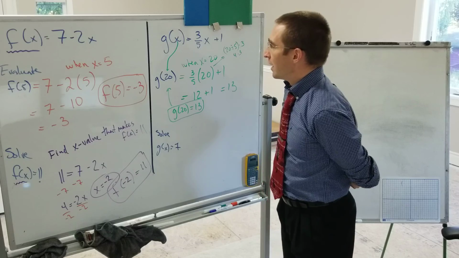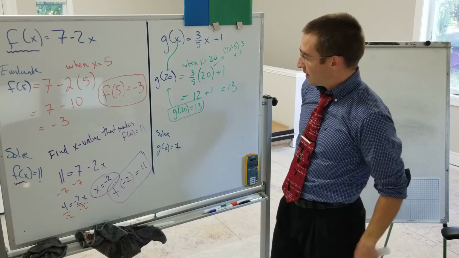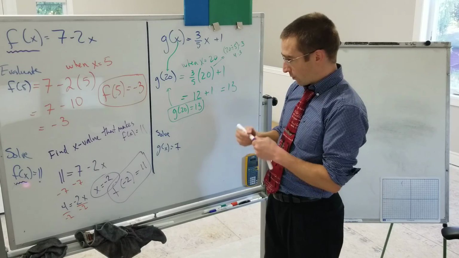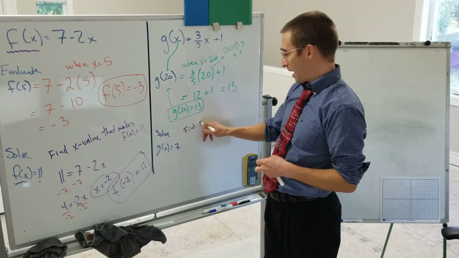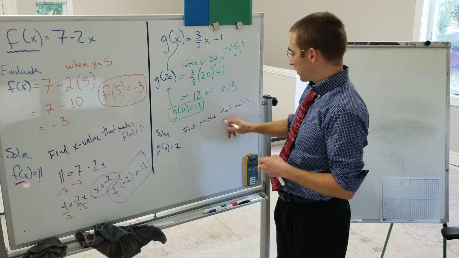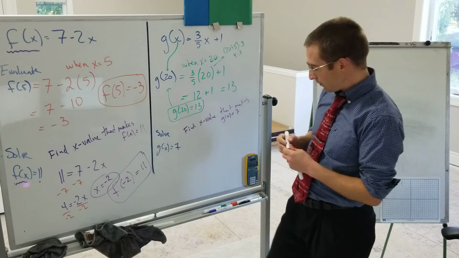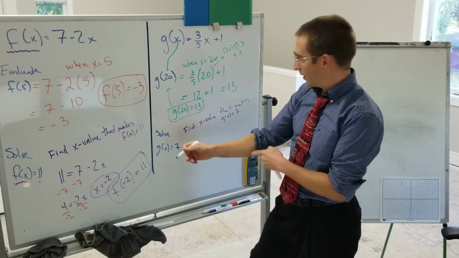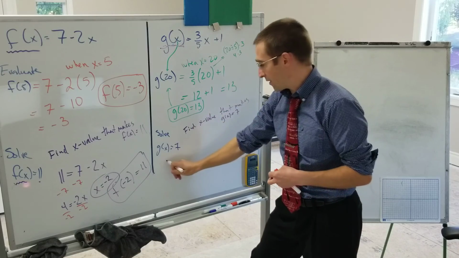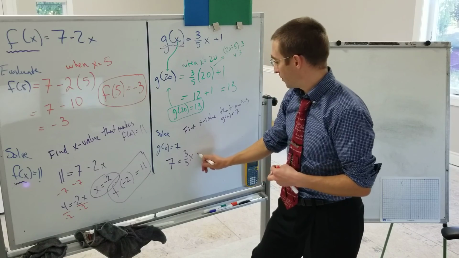All right, let's look at the g problem now. We have g of x equals 3/5 x plus 1, and we want to know when g of x equals 7. So once again, we don't know the x. So what this means is find the x value that makes g of x equal 7. So what we're going to do here is replace the g of x, this thing, with a 7. We're going to go 7 equals 3/5 x plus 1.